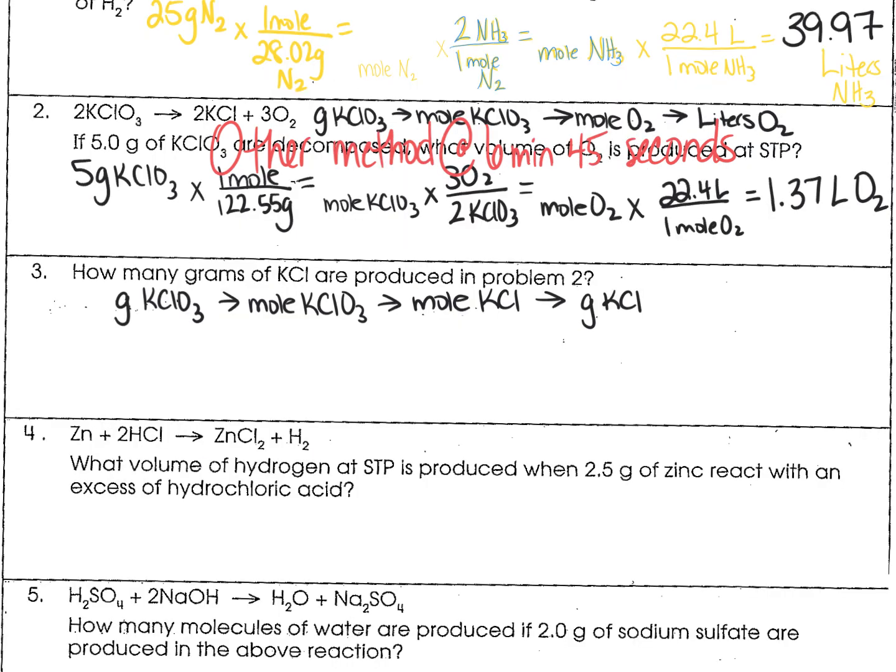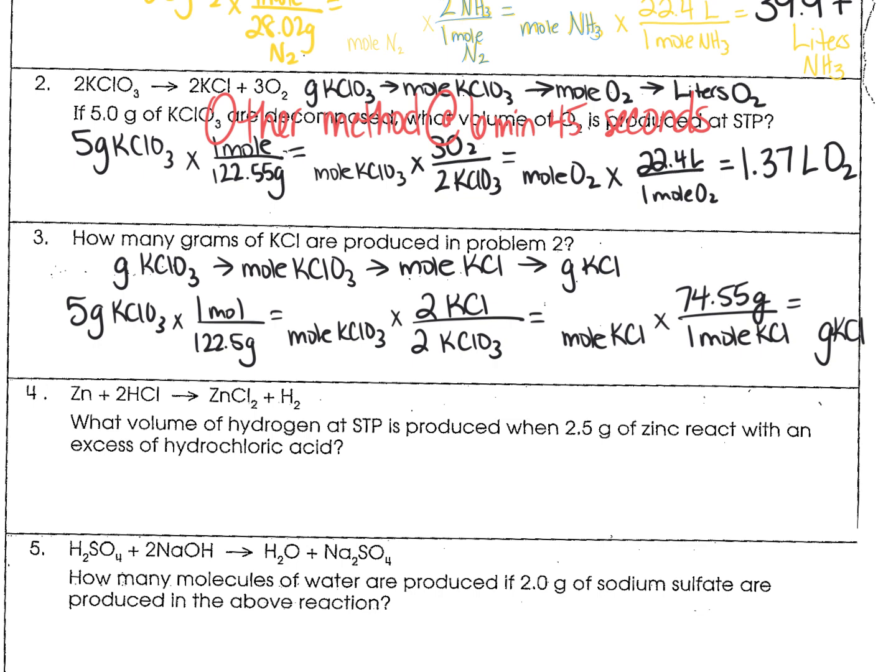So the next problem wants to know how many grams of KCl. So I'm just going to start with what I was given in the previous problem, convert to moles, so same step as what I did here. Use my mole-to-mole ratio to find out how much KCl, and then use the molar mass to find out how many grams of KCl. So you can see my setup here.